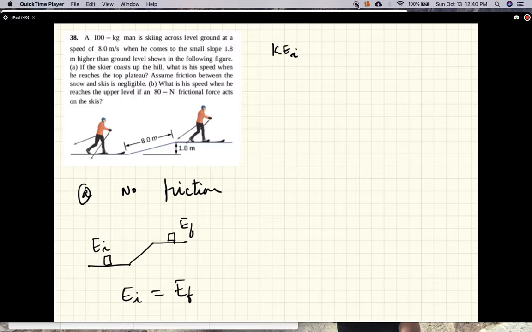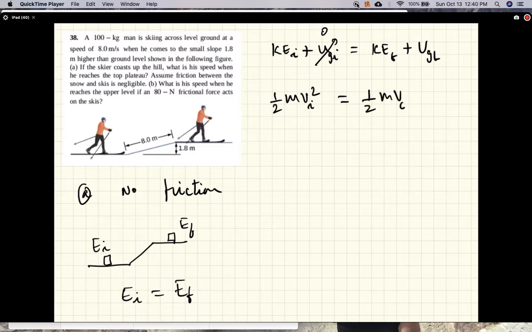Okay, so kinetic energy initial plus potential energy initial, UG initial, equals kinetic energy final plus UG final. And again, we'll take this level as the reference level for the potential energy. So this is initial potential energy 0, mg y initial, and y initial is 0. So 1/2 m v initial squared equals 1/2 m v final squared plus mg y final.